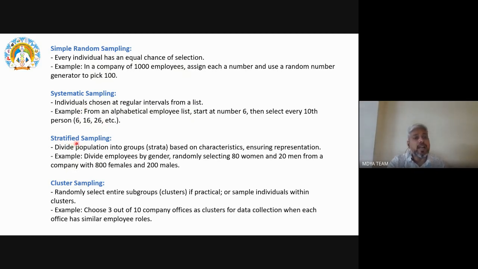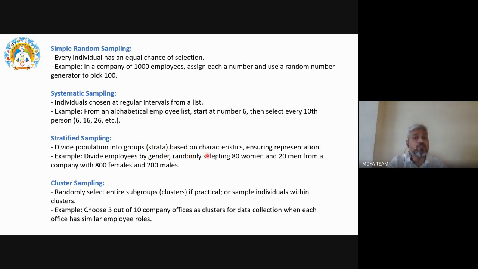Third one is stratified sampling. What you do, divide the population into groups, and the groups are called strata. A question can come from here. In stratified sampling, what is the name of the groups? So they can ask you, strata. So remember this word.